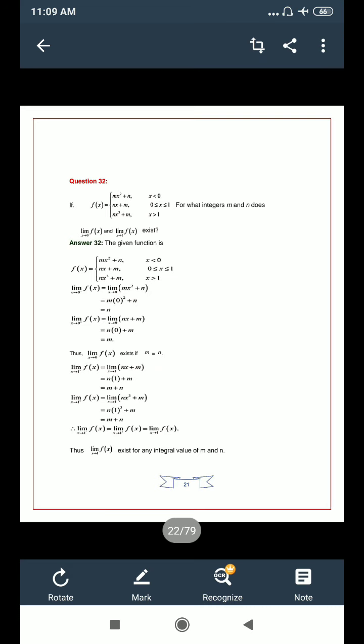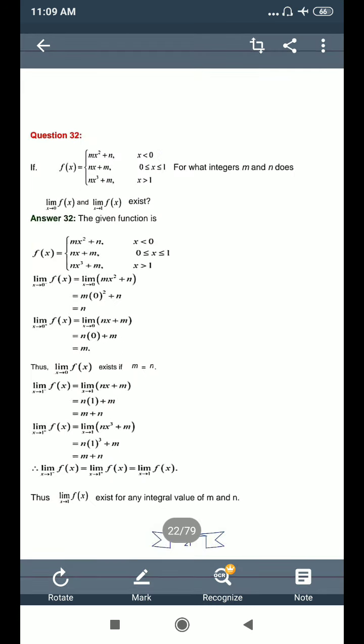Now come to question number 32. It is given that limit x tends to 0 f(x) and limit x tends to 1 f(x) exist, for what integers m and n. No problem. First of all, at x equal to 0 we will calculate the limit. So left side of 0 we will take this as a function. Left side of 0 I have taken mx square plus n as a function. In this put x equal to 0, it will be n. Now right side of 0 we will take this as a function.